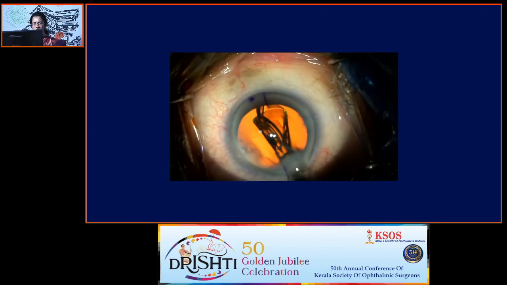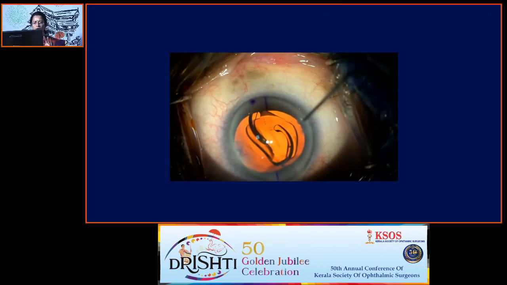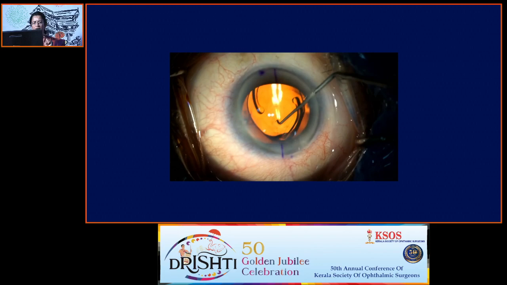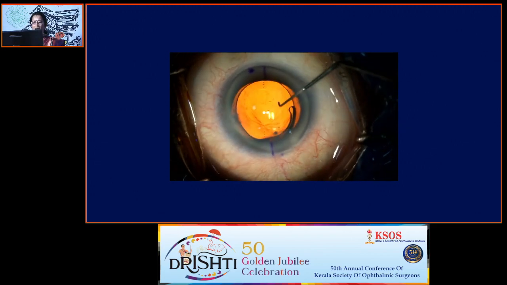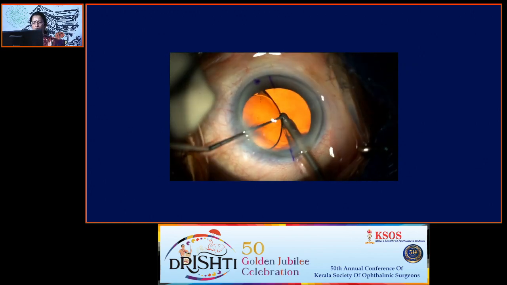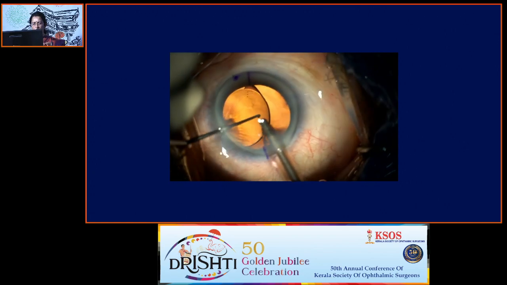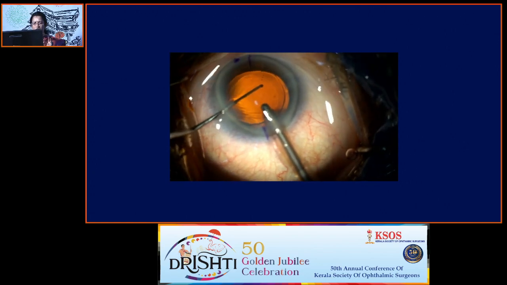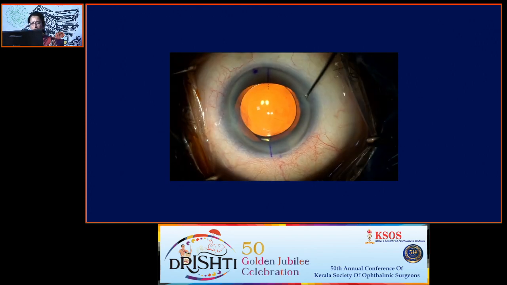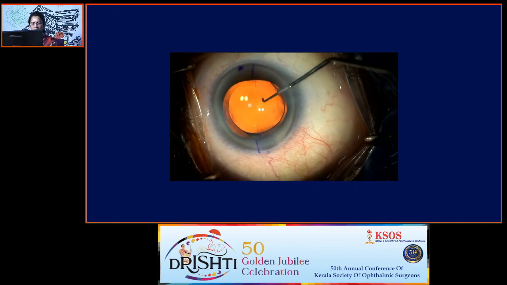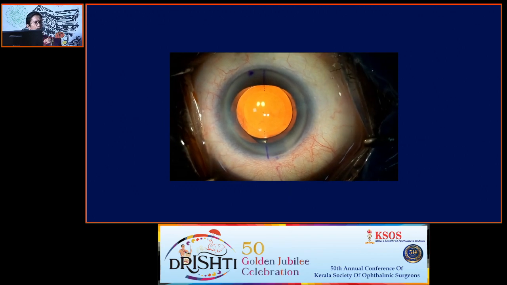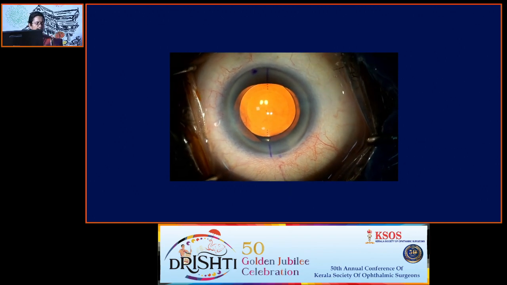Now the toric IOL is slowly injected, and you have to rotate it clockwise as it unfolds, and stop around 5 to 10 degrees short of the final desired axis. Then you unfold the haptics completely so that it settles down well. Then remove the OVD first from behind and then from above the lens, and finally align the lens to the axis that was previously marked. You can then tap the lens onto the posterior capsule so that it remains stable. Also, while hydrating the side port, make sure that the fluid doesn't propagate under the lens and lift it up, because then there will be a change of position.